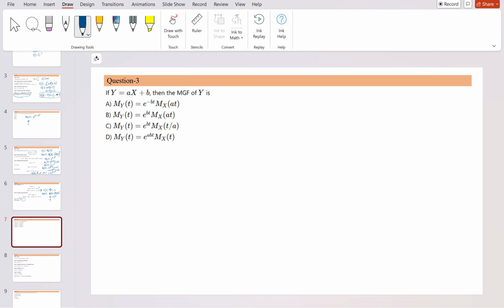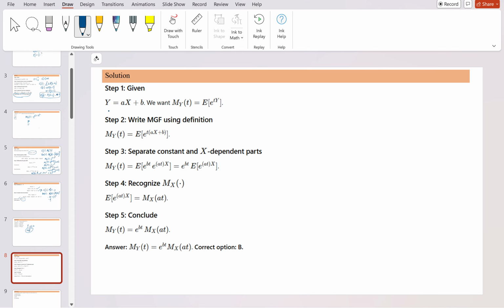Okay, let me give the solution for this. So what the problem is asking: Y is already given, that is ax plus b, and you have to find out the moment generating function. Okay, let's go step by step. So when you already have this equation which is Y is equal to ax plus b, you have to generate the moment generating function basically.